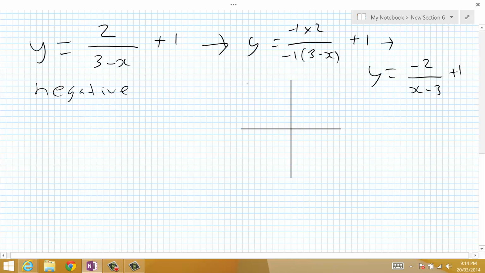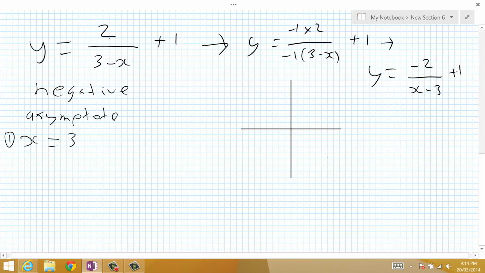So we can immediately write down that it's negative, which means that the two curves will be in this quadrant and this quadrant. We have 3 minus x, the bottom can never be 0, so therefore x can never be 3, so therefore our first asymptote is going to be at the line x equals 3.